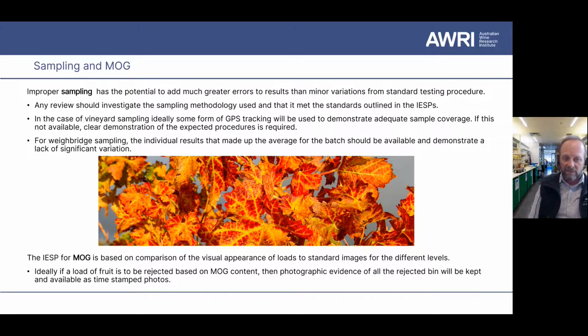The other IESP, which is quite relevant here, is that for matter other than grapes, or MOG. This is based on the comparison of visual appearance of loads to standard images for different levels of MOG and is very well known and accepted within the industry. Ideally, if a load of fruit is to be rejected based on MOG content, then photographic evidence of all rejected bins will be kept and available as time-stamped photos.